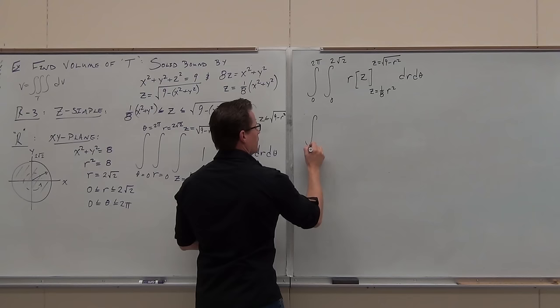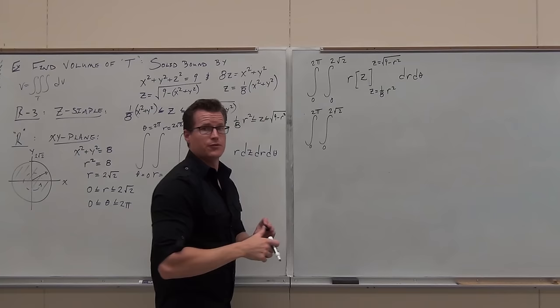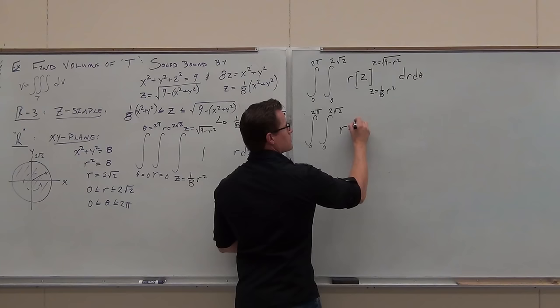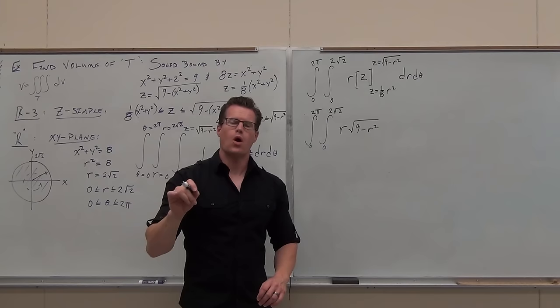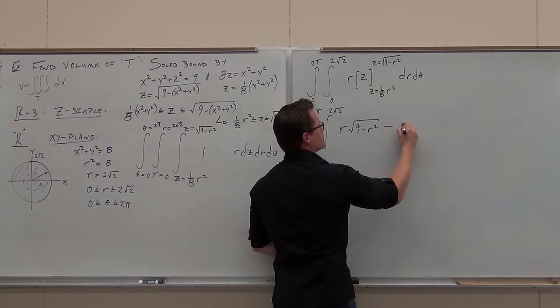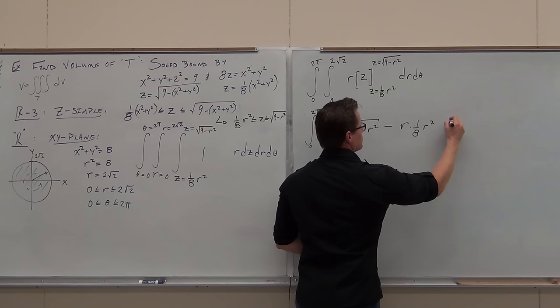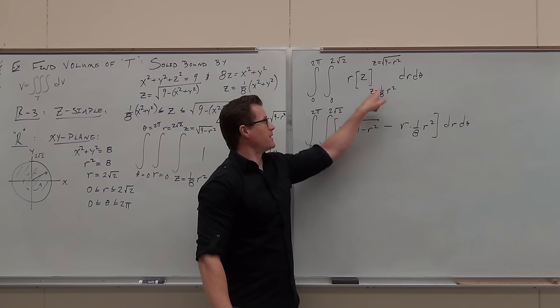I gotta be honest with you, this is gonna get nastier before it gets better. We're not gonna finish it today. We just want you to see that these can get a little nasty. If I start plugging this in, I have an R times the square root of 9 minus R squared. This is the reason why, if you can, you always have a zero here, because it eliminates entire functions. That goes there, that goes there, and you distribute. Head nod if you're okay with that one. Yeah. This isn't too bad to integrate.